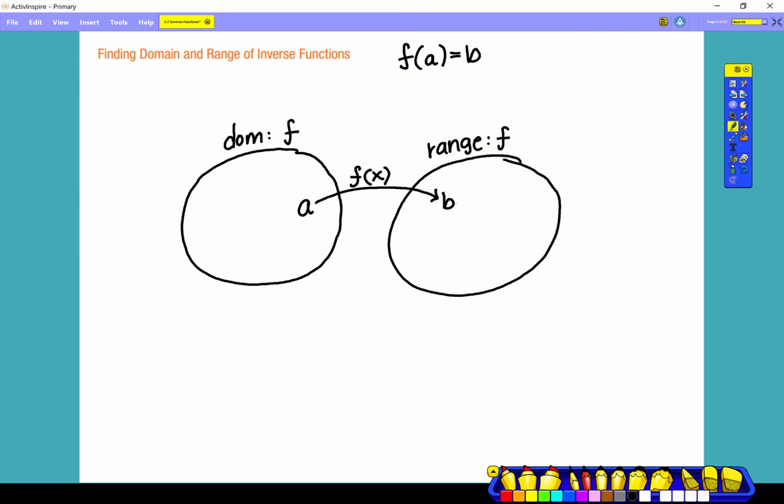So now for my inverse function, this becomes my domain and this becomes my range. And it will take B and map it back to A.